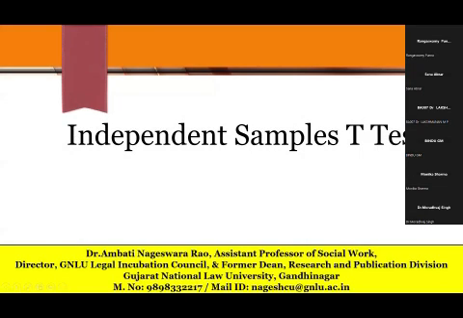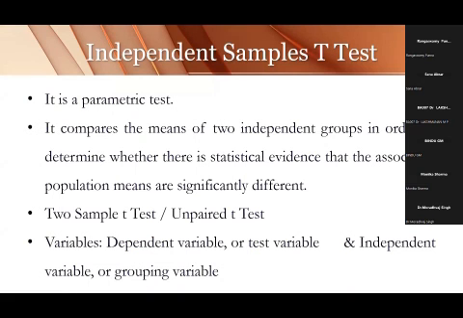Coming to the next stage, the independent sample t-test. The independent sample t-test is a parametric test. It compares the means of two independent groups in order to determine whether there is statistical evidence that the associated population means are significantly different. Just like the one sample t-test, the independent sample t-test is a parametric test, and it compares the means of two independent groups in order to determine whether there is statistical evidence.